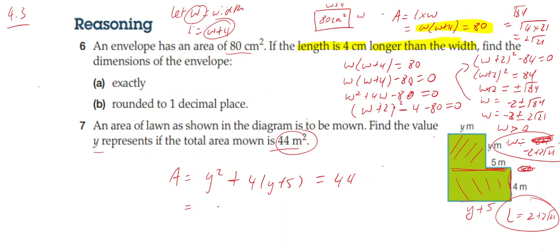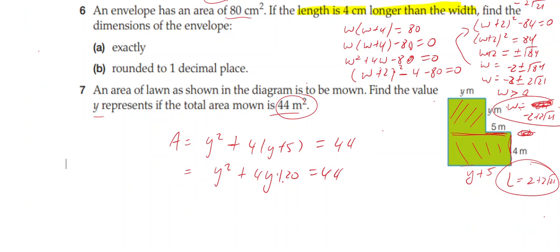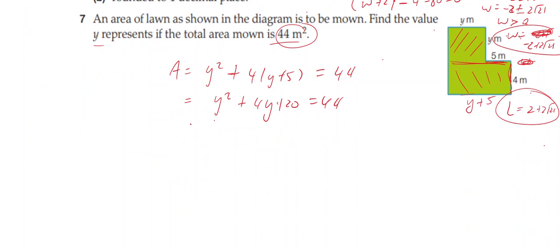Okay, so let's simplify this. Expand and simplify. 4y plus 20 equals 44. Let's go down. Simplify it. Okay, so we've got y squared plus 4y plus 20 equals 44. We're going to subtract 44 from both sides because I want to get everything on one side and the other side equals 0. So that should be negative 24 equals 0.